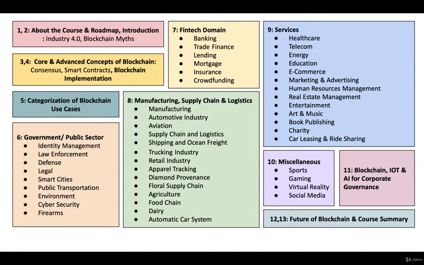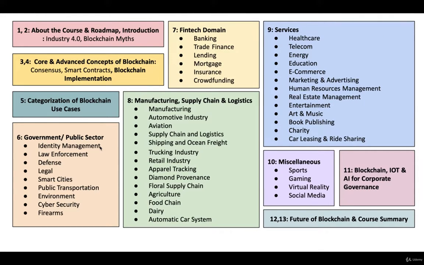So, there are so many things. You can see the different colors we have put together. In sections 1 and 2, we'll talk briefly about the course and the roadmap, which we just did. Now in sections 3 and 4, we'll look at the various basic concepts of blockchain followed by the advanced concepts. Then in 5, we'll talk about the categorization of use cases.